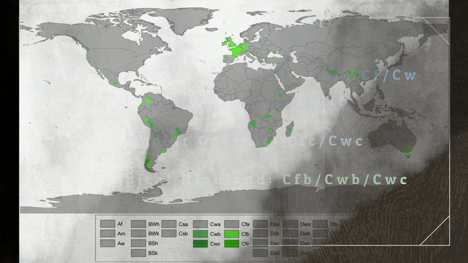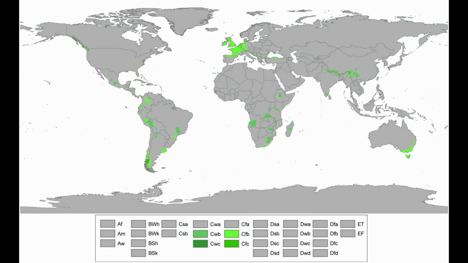Marine west coast climates are overwhelmingly the most common oceanic climate type, found most prevalently across the UK, Ireland, the western coastal countries of mainland Europe, and southeastern Australia. Oh, and New Zealand. Almost forgot to put that on the map.